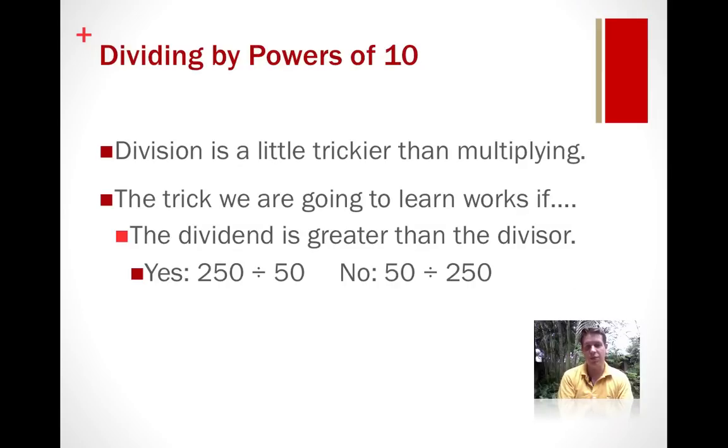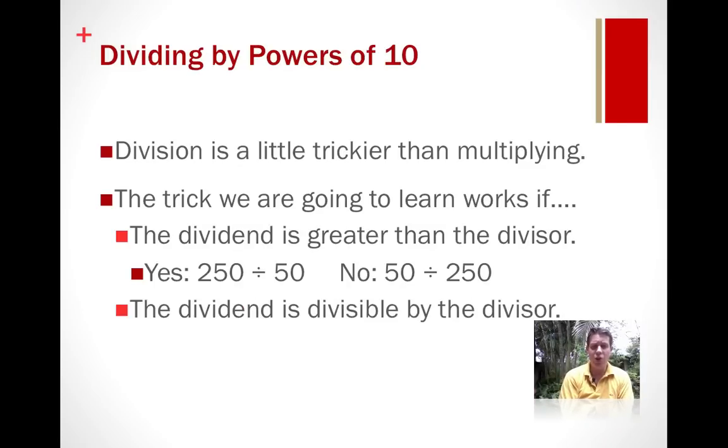So examples, if we have a problem like 250 divided by 50, well, 250 is the dividend. It's greater than 50, which is the divisor, so everything's okay. But if we have a problem like 50 divided by 250, well, the dividend is smaller than the divisor, which is 250. So we can't do our trick. We'll need another trick, and we'll learn that later in the year. All right? It's a little much to learn all at one time.